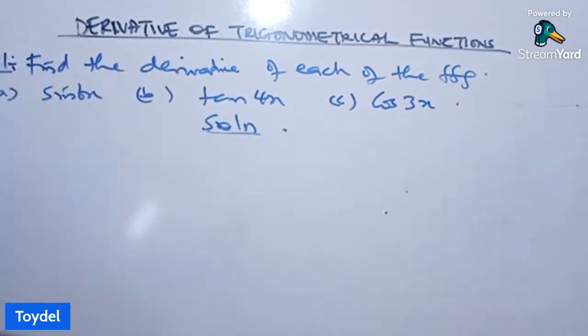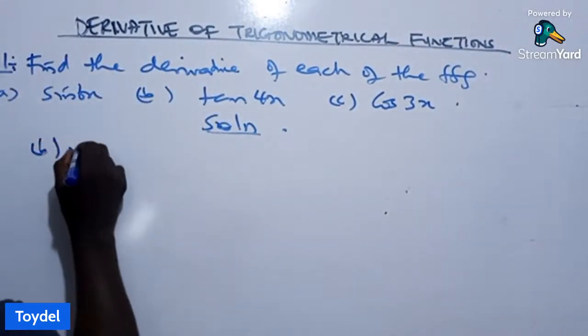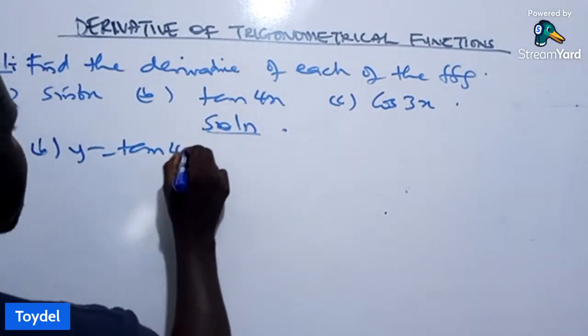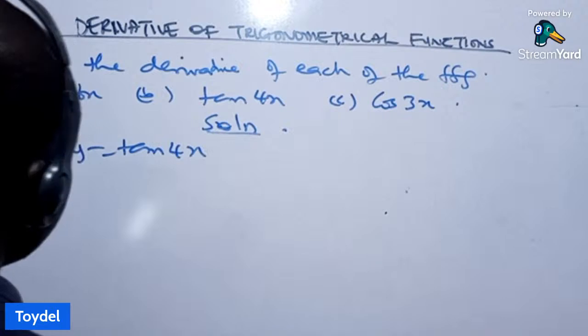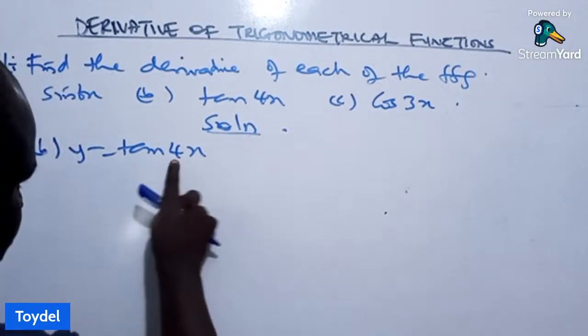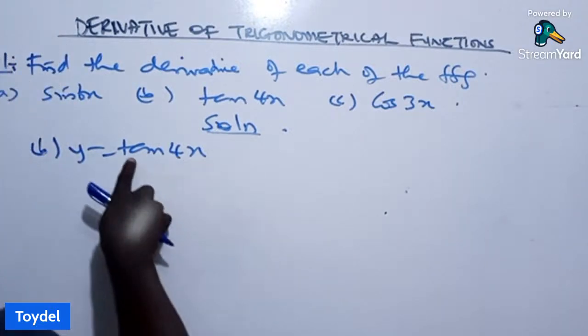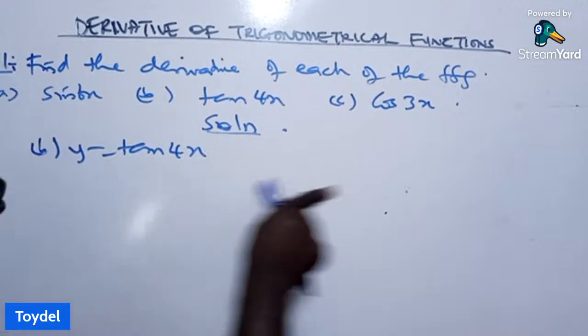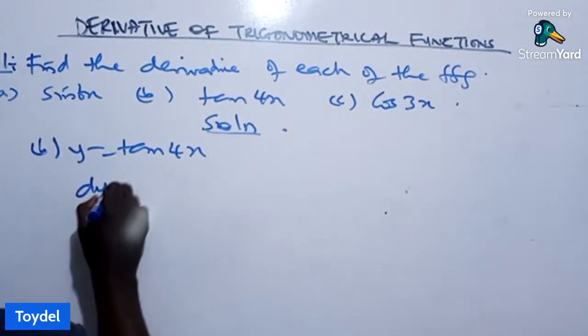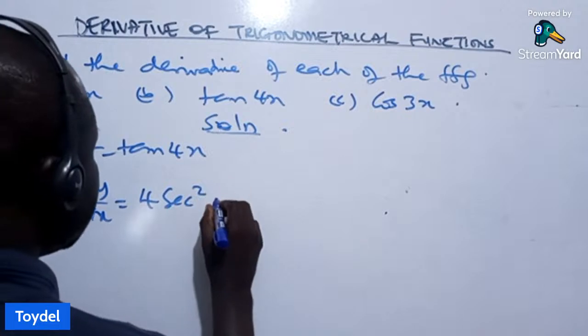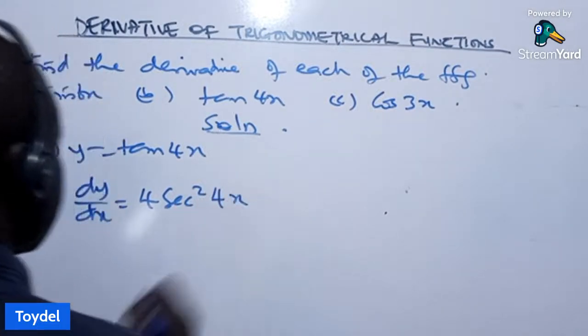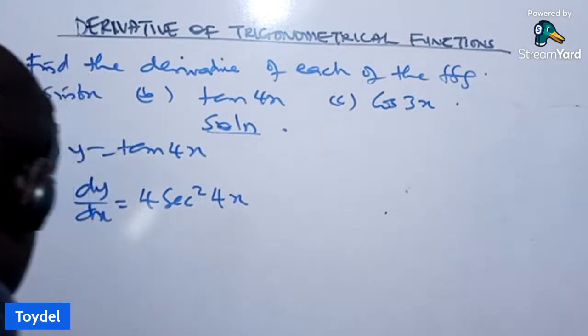The second one now, where we have y is equal to tan 4x. Without going through any stress here, of course, we can just know the answer. If I differentiate 4x, I'm going to get 4. Then what is the derivative of tan? Tan is sec square. So dy dx in this case will now be 4 sec square 4x. That is what I'm going to get. That will be the answer.